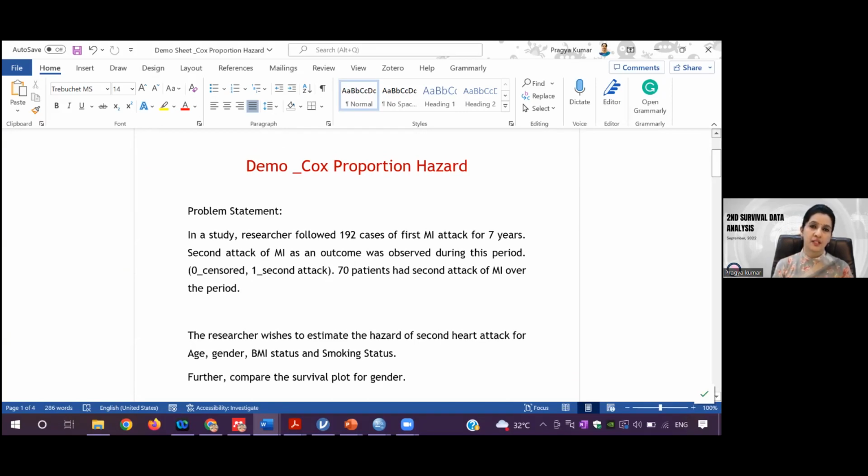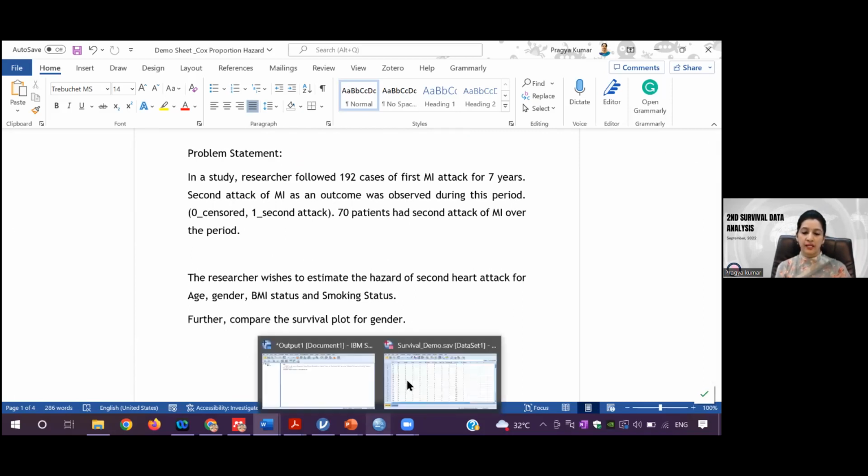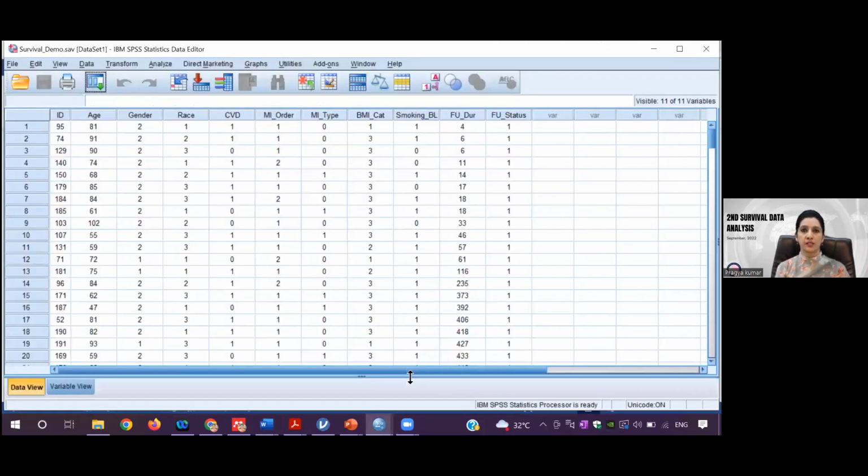The researcher wishes to estimate the hazard of second heart attack for age, gender, BMI, and smoking. I have to see what is the hazard rate for second heart attack in all these. And further, I have to calculate the survival plot. So I'll come to SPSS again. I will be first showing you with SPSS because the assumption checking we could not find in JAMOVI.